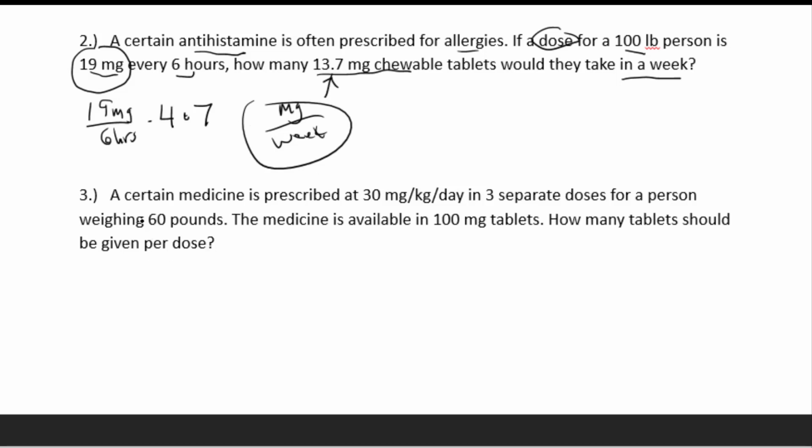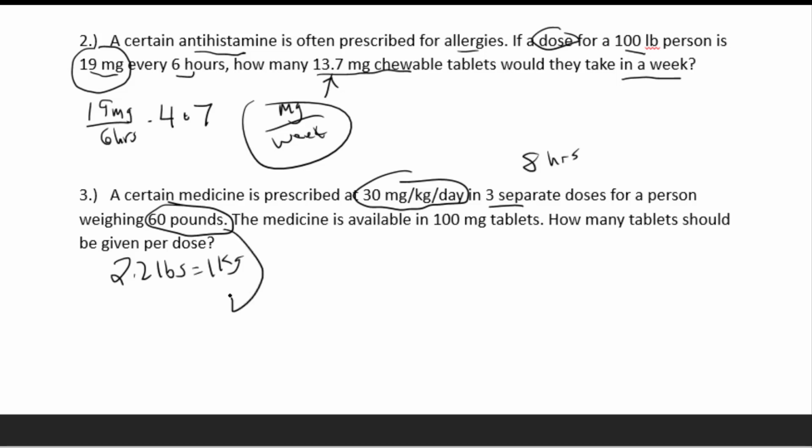there you go. So here is a prescription for 30 milligrams per kilogram per day in 3 separate doses. So every 8 hours. For a person weighing 60 pounds. Well, here's the conversion: 2.2 pounds equals 1 kilogram. So first of all, you need to change their weight from pounds to kilograms. Most medicine is dosed this way.